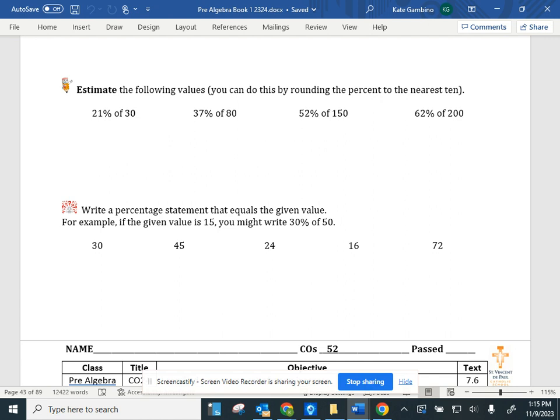Very bottom, write a percentage statement that equals the given value. For example, if the given value is 15, you might write 30% of 50. So you have to write an equation that would work to get 30. How would we use that? So figure out a percentage statement that would give 30 as the answer. That would give 45 as an answer. 30% of 50 gives us 15. So figure out what percentage of what number gives us 30.